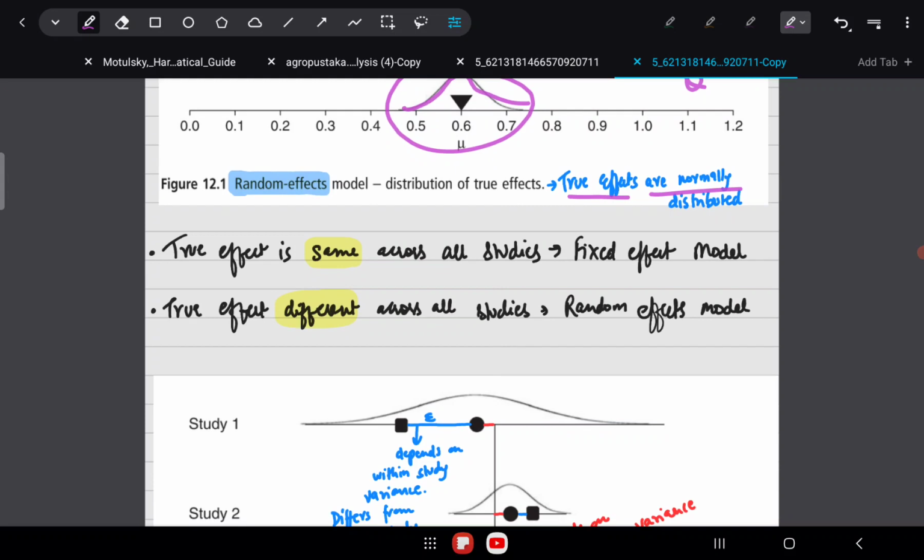The most important difference between fixed and random effect modeling is the assumption of the distribution of the true effect. So in fixed effect modeling, the assumption is that the true effect is the same across all the studies, which is what we denoted with theta. But in random effect modeling, the assumption is that the true effect actually changes across all the studies because of changes in whatever variables may influence the outcome.